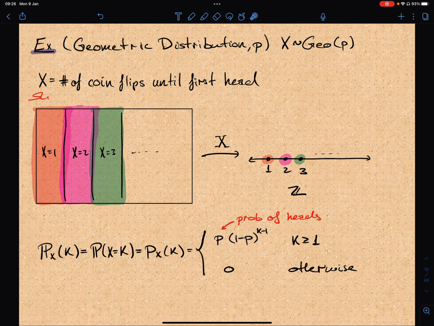So in here, the probability distribution, this p sub x of k, is going to be given by this. And really it means that if p of x equals k, that means that it takes you k coin flips to get to a heads. So the first k minus 1 coin flips are tails, and this happens with this probability. And then the last coin flip is heads, with probability p. So this is going to be the distribution function, and this is the interpretation.